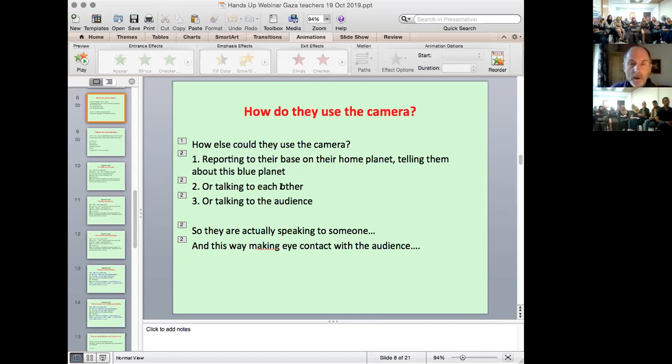So that really is something about using the camera. And the point is that here they are actually speaking to someone. In the first and third of these cases, they are making eye contact with the camera. In the first case, they're making eye contact with their bosses at home, but since they are looking into the camera, they're also looking at us, the audience. And in the third case, they are looking, of course, at us. They're addressing us, the audience.